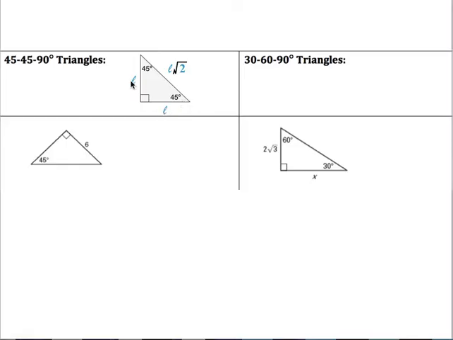That's why they both have L as their symbol. They have to be the same size. If you know this L equals, say, 10, then so does the other L. It's going to be isosceles. The only side that will be a different length is the hypotenuse side, the longest side.